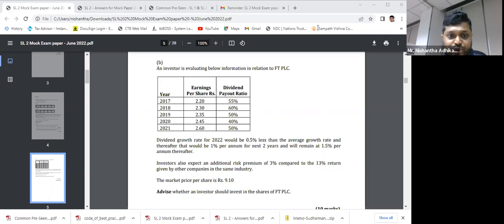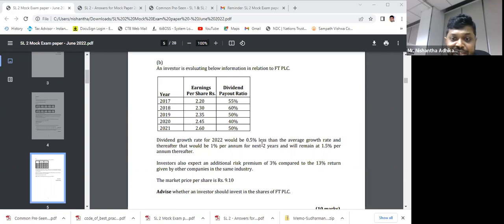Then I will move to 1.81. Then 2022, the growth rate will be 0.5% less than that. That means it will be 1.31 in 2022, right? Thereafter, it says growth rate will be 1% per annum for the next 2 years. Next 2 years mean 2022, 23, 24, it will be 1% growth rate. Thereafter, remaining years, 1.5% per annum. That is the terminal value.